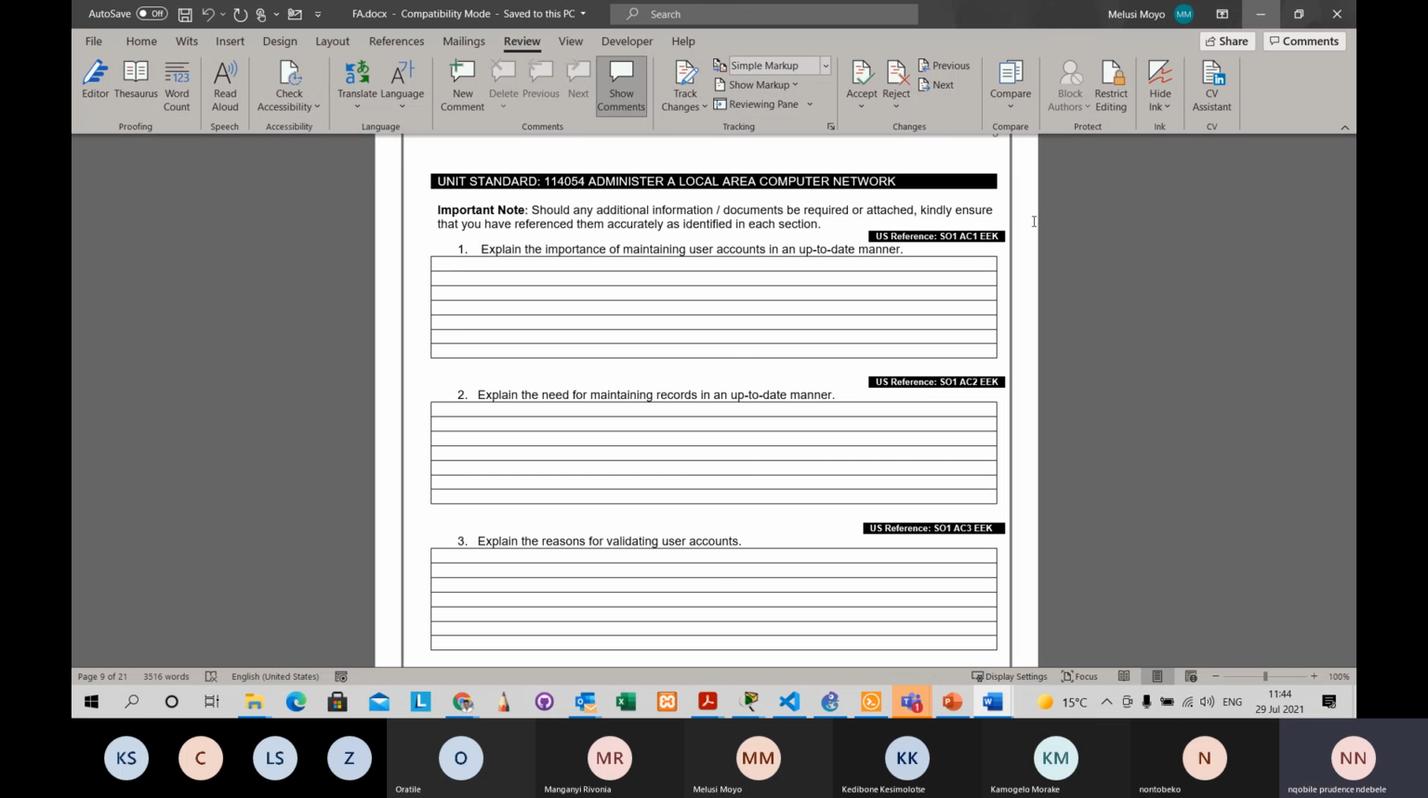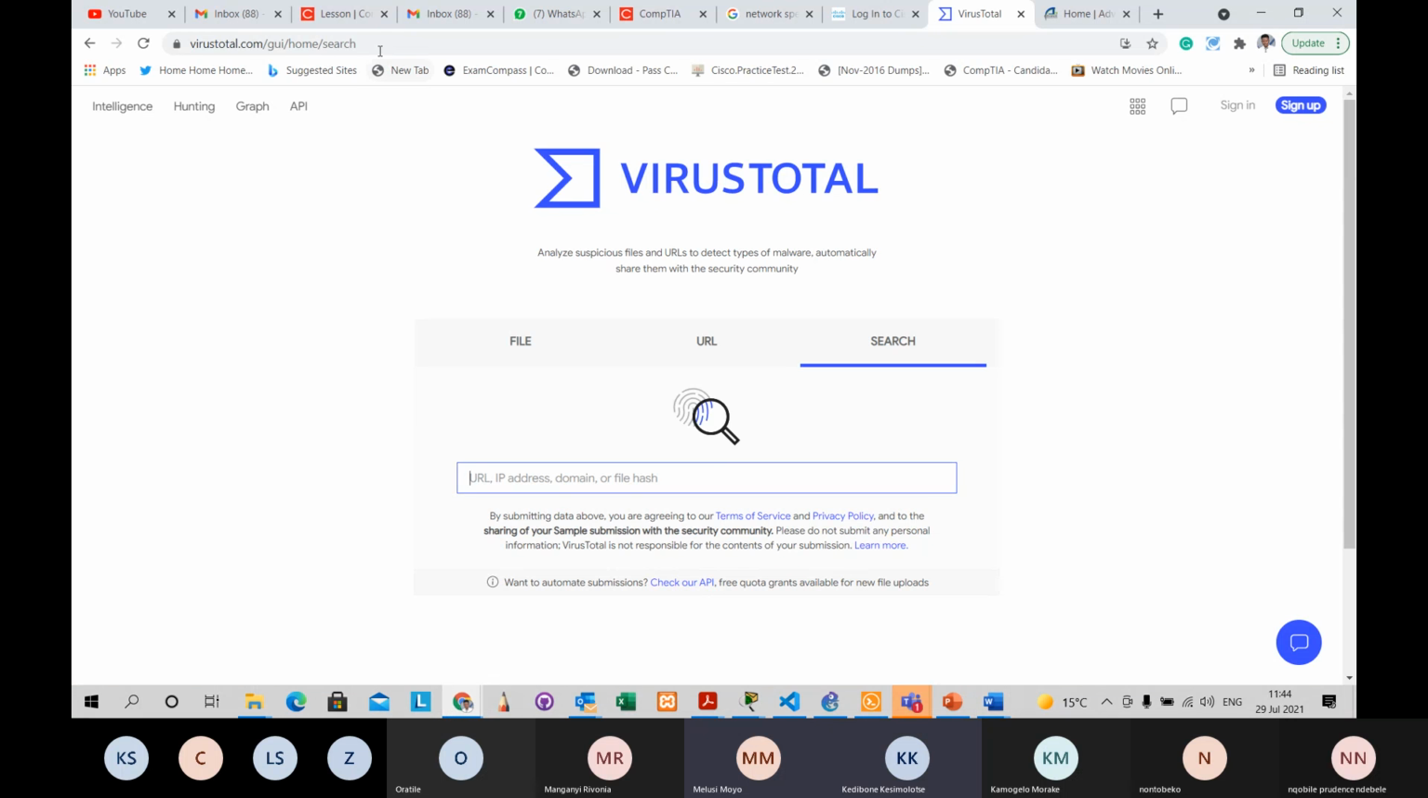Good morning. Lucy, can you repeat what you said about VirusTotal? You're saying that if you don't have an antivirus on your computer, you can install VirusTotal. You don't install VirusTotal. You don't download it. Just type virustotal.com. That's it. You see where it is? You just type in virustotal.com.